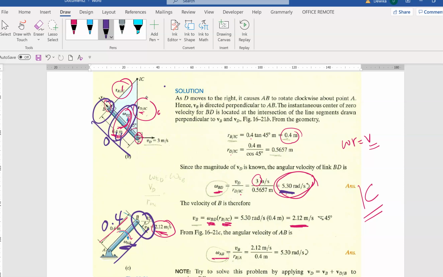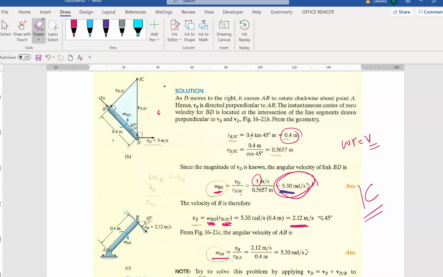That's the reason why the omega looks like the same value, but actually in real life it doesn't work that way. The only thing, I repeat, just pay attention to this point here. Since it is the same rod, this rod I'm talking about, it has omega BD. So this omega BD is applicable for point B and point D. You understand or not? Because it's in the same rod.